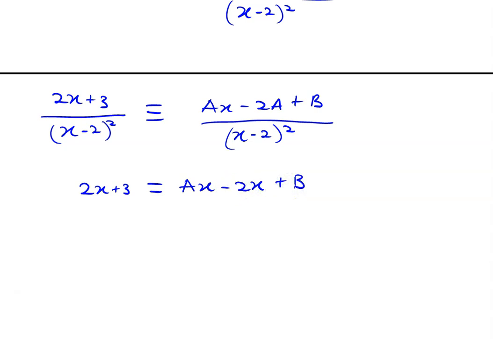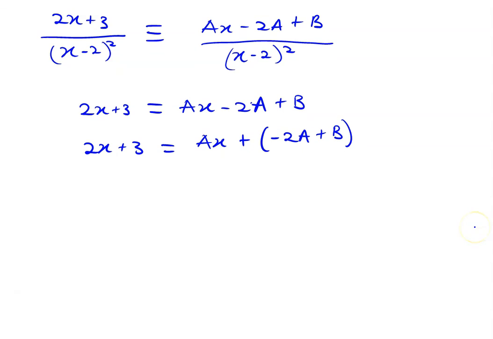Let me rewrite this one so that it will become clear to you. This is the same as 2x plus 3 is equal to ax plus, in brackets, minus 2a. Sorry, I should have written a here. So it is ax minus 2a plus b. At this point, if I group them, I'm going to get ax plus (minus 2a plus b). Very good.